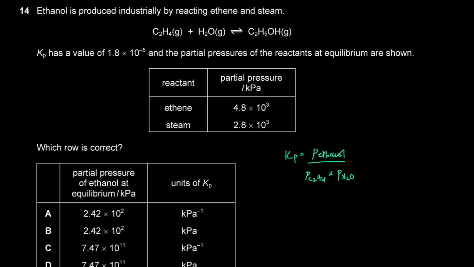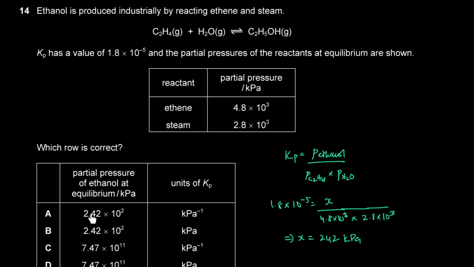So that means that Kp, which is 1.8 into 10 to the power of -5, is equal to the partial pressure of ethanol. That's what we want to find. Let's call that X. Divided by the partial pressure of ethene, that's 4.8 into 10 to the power of 3, multiplied by the partial pressure of steam, which is 2.8 into 10 to the power of 3. And that gives us the partial pressure of ethanol as 242 kilopascals. Right, those are the units that we're using here.